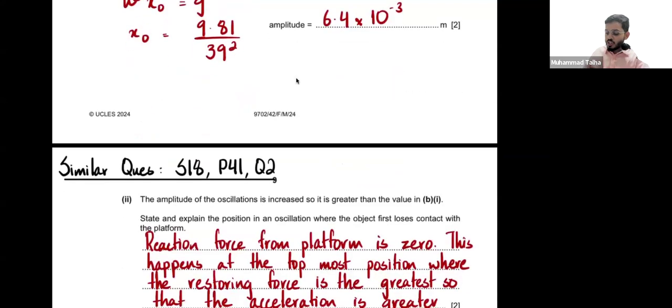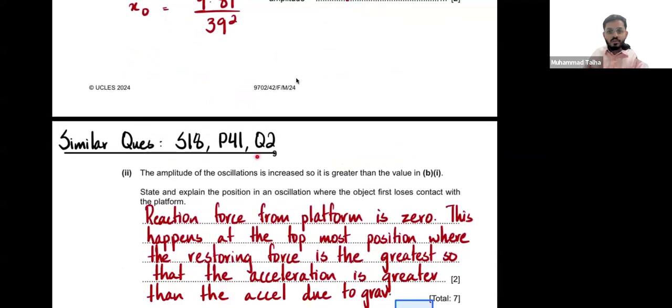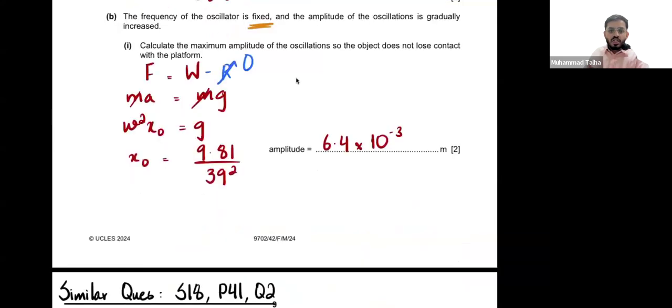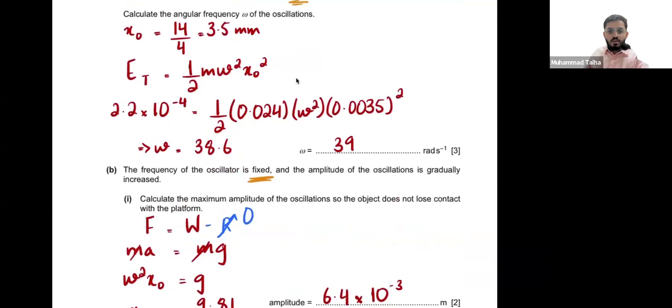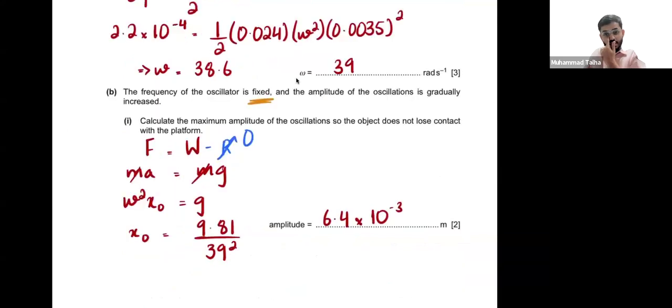Again, a similar question to this one was summer 18, paper 41, question 2. You guys might want to check that out as well because it's very similar to this one. The amplitude of oscillations is increased so that it is greater than the value in B1. Greater than the value in B1 means that the amplitude is now greater than this, right? What was this? This was the amplitude. This was the extreme amplitude it could go to without losing contact.